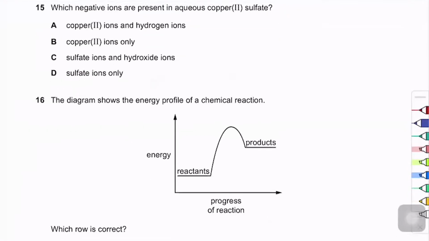Which negative ions are present in aqueous copper 2 sulfate? Okay, negative ions present in aqueous copper 2 sulfate. Really easy question. I have sulfate ions, and because it's aqueous, I have hydroxide ions. That's my only options because I'm only talking about negative ions. So yes, you're right. It is C.